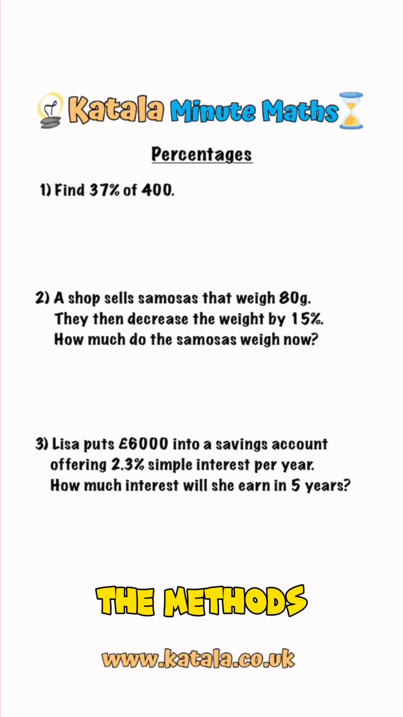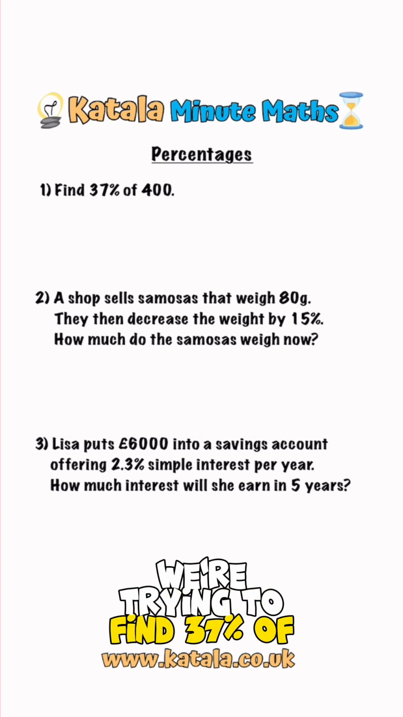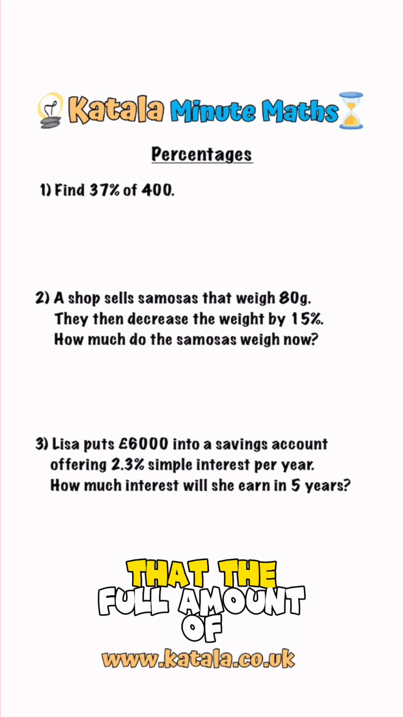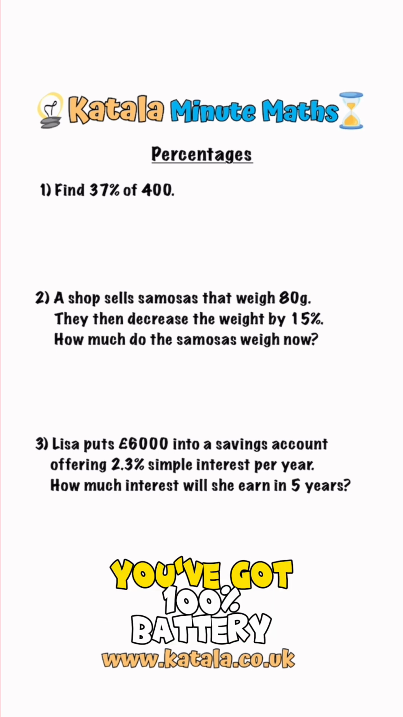This video is going to cover all the methods you need to tackle regular percentage questions. So in the first question, we're trying to find 37% of 400. Now, it's important that you know that the full amount of something is 100%. Just think about your phone battery, for example. When it's fully charged, you've got 100% battery.